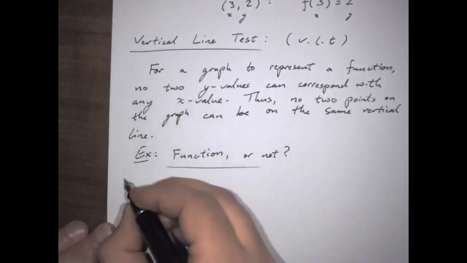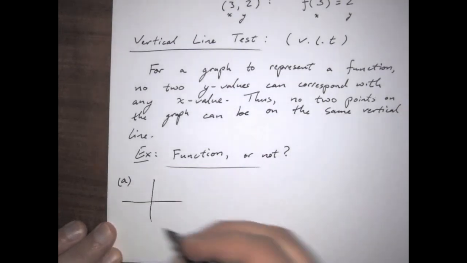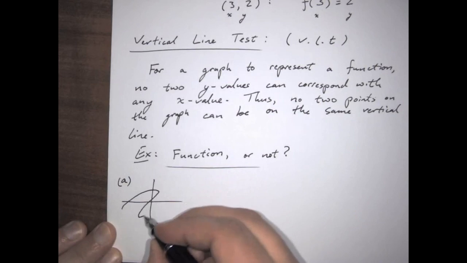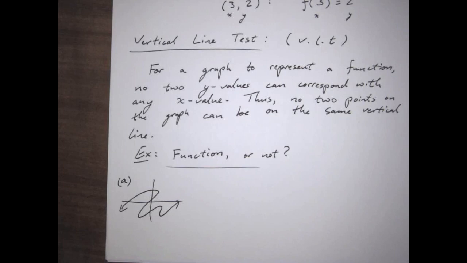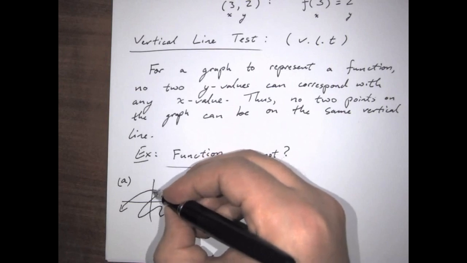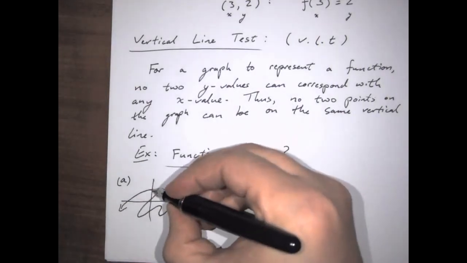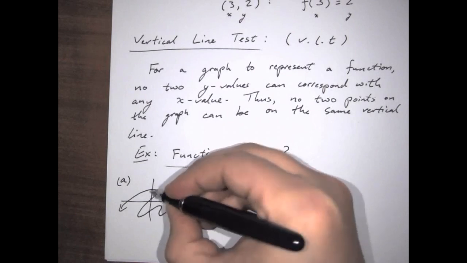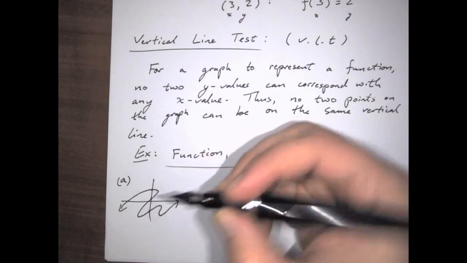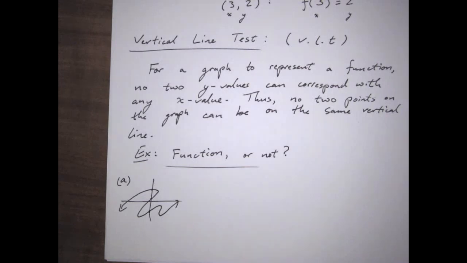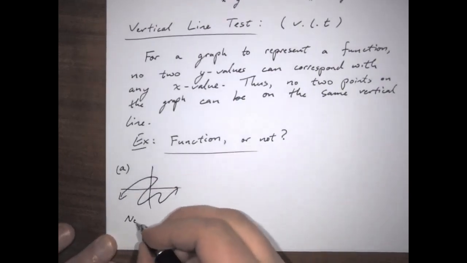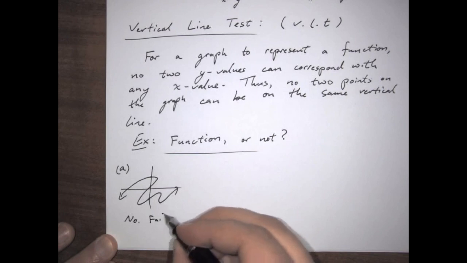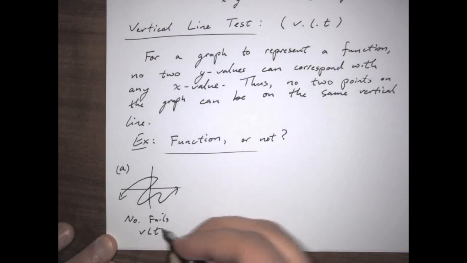So for example, let's take a graph like this. Let's say we had a graph that was going zigzaggy around like so. Well, if you look at the y-axis, we can see a vertical line that crosses the graph 3 times. What that means is the same x value, the x value of 0, corresponds with that y value, and then that y value down there, which would mean that the function is not well defined, so actually it's not a function at all. So no. The reason is it fails the vertical line test.